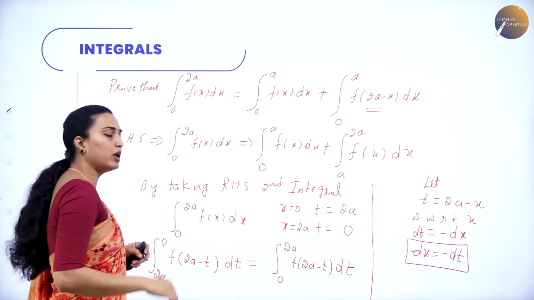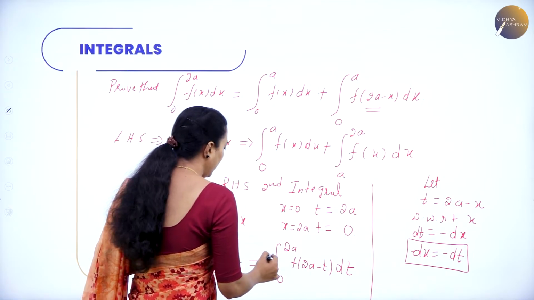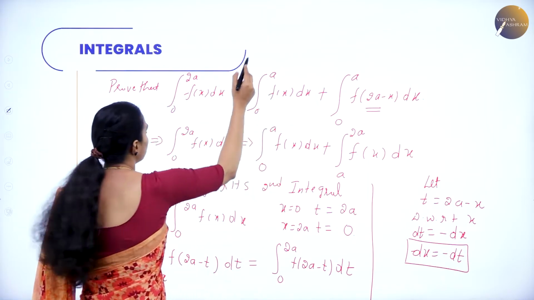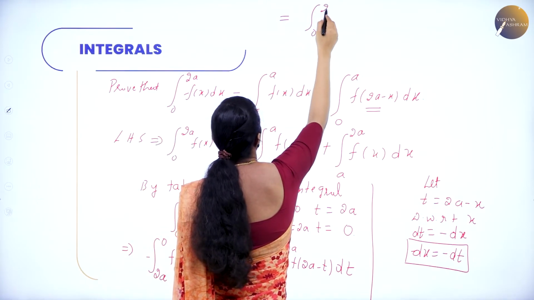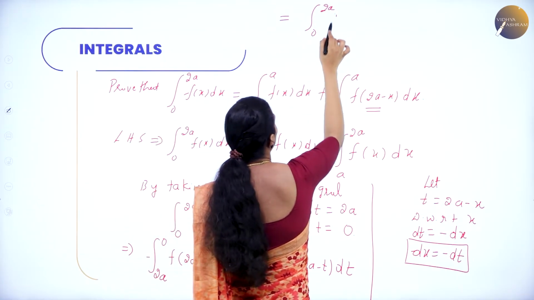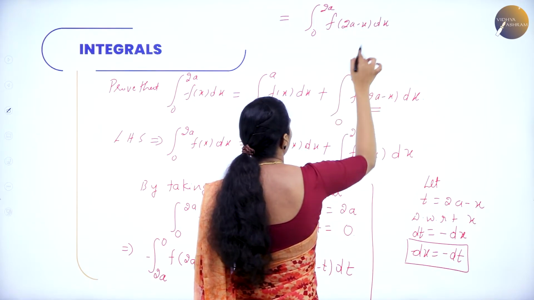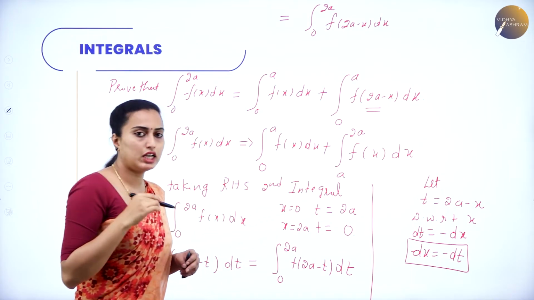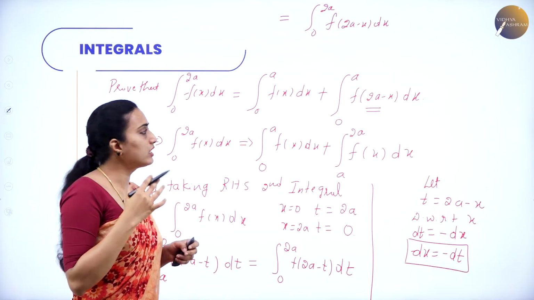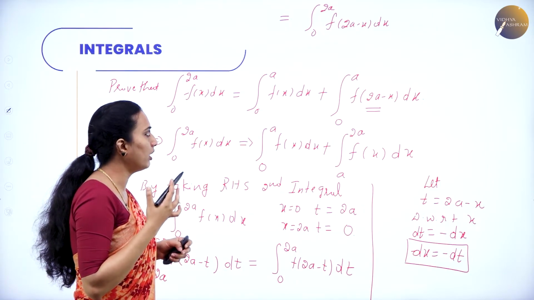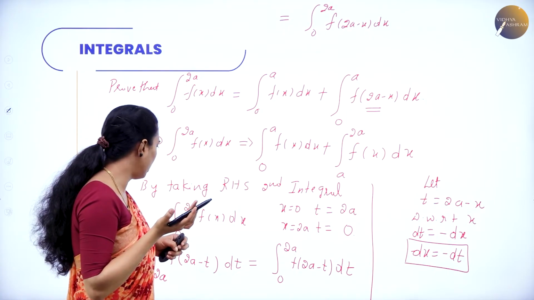Now, changing the variable again according to the first property, this implies integral 0 to 2a f of 2a minus x dx. Now taking this and replacing it there, 0 to 2a f of x dx is proved as 0 to 2a f of 2a minus x dx. That's it.